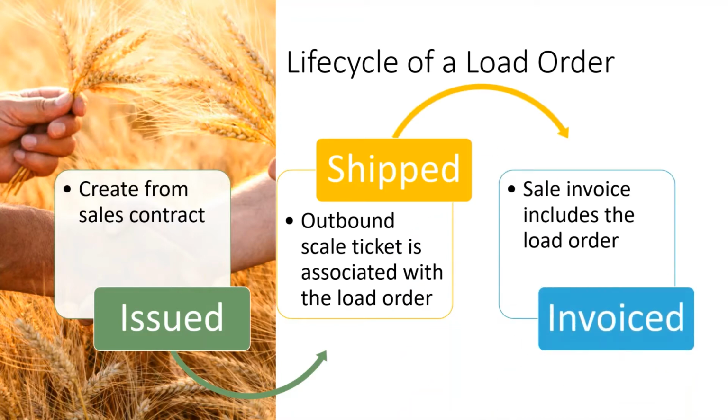The following step is to invoice the load order. So after the load order is shipped, we want to be able to create a sales invoice. And the sales invoice includes that load order number in addition to the scale ticket number and the contract number and all those traceability things. So that your customers, when they get the sales invoice, can track, oh, I see it's for this load number, and can update their accounting system accordingly.